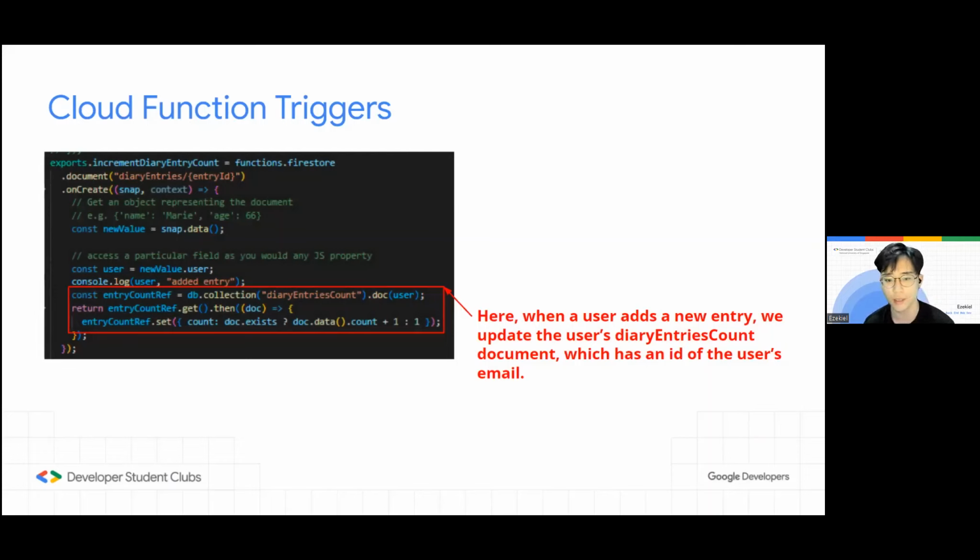In depth, what happens here is that we get a reference to the document that keeps track of a particular user's entry count. With that reference, we want to increment its current value by 1. So we get the document value, then we set the document's field to the new value plus 1. As you can see, doc.data.count plus 1. A lot of syntax here, but just go through it slowly. I think you'll get it.